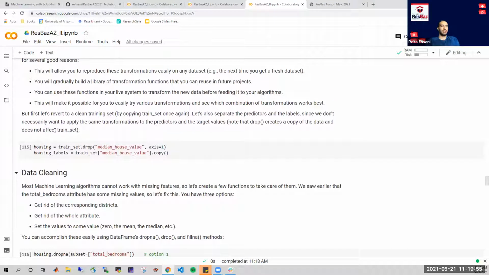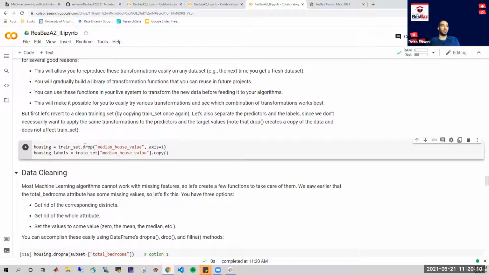But first, let's revert to clean training data by copying the train set again. And let's separate the predictors and labels, since we don't necessarily want to apply the same transformation to the predictors and the target values. So we can simply use drop in order to drop median house value from our train set. And also we can take the median house value column and copy it. I call them housing and housing labels. Housing includes our features, and housing labels is the target, the median house value.